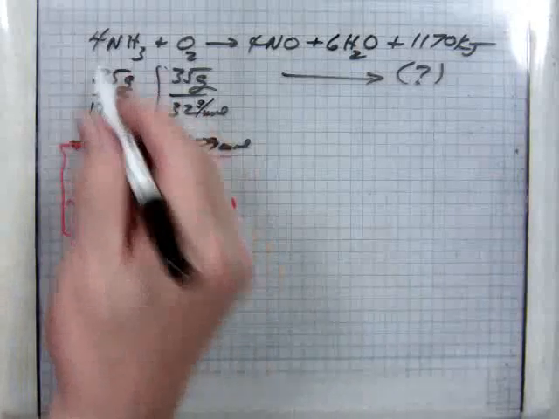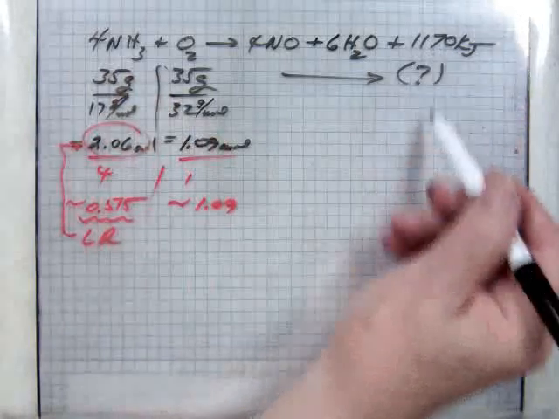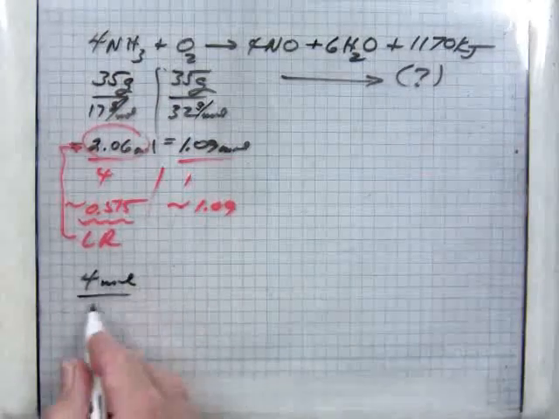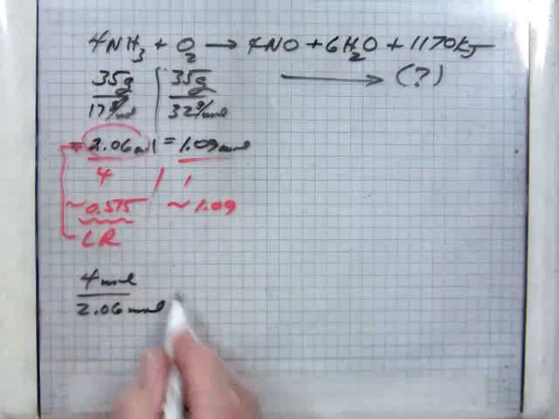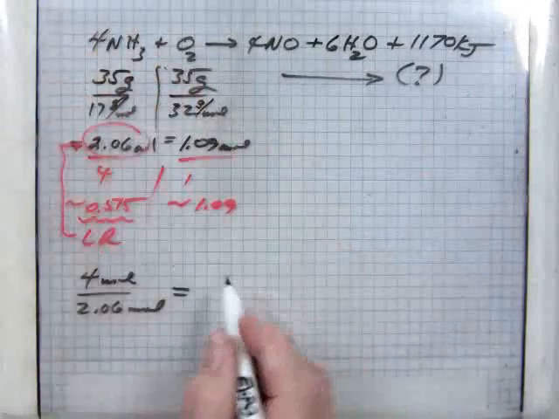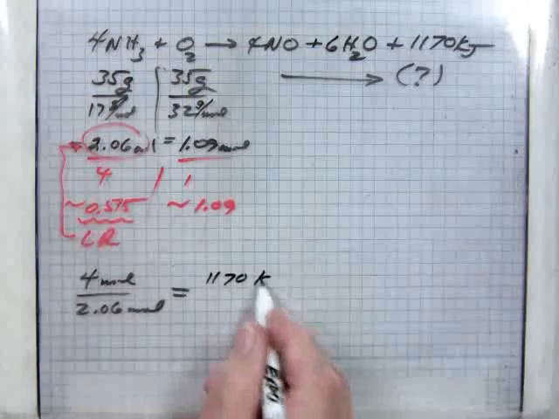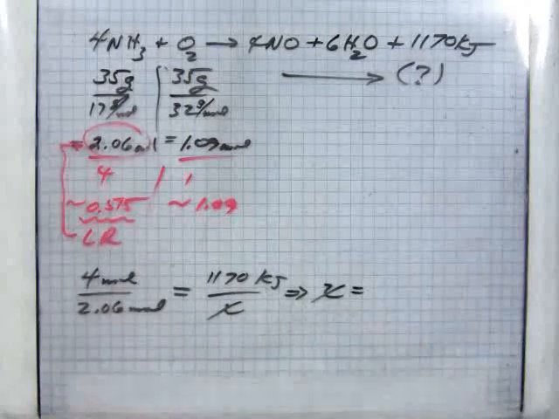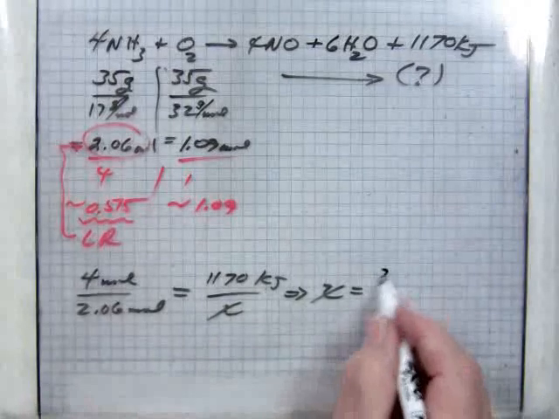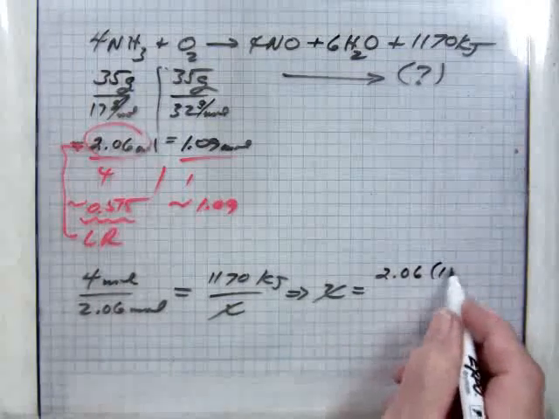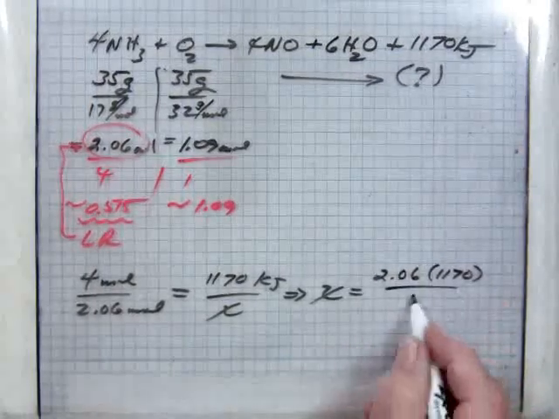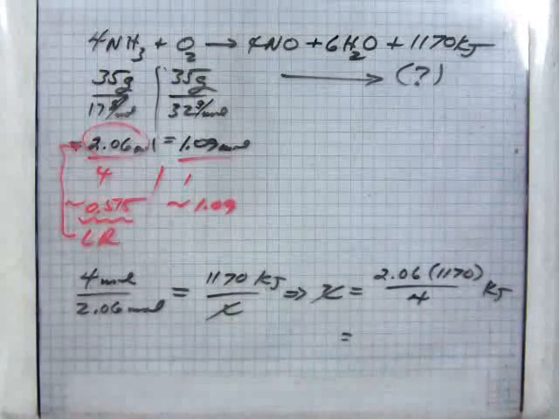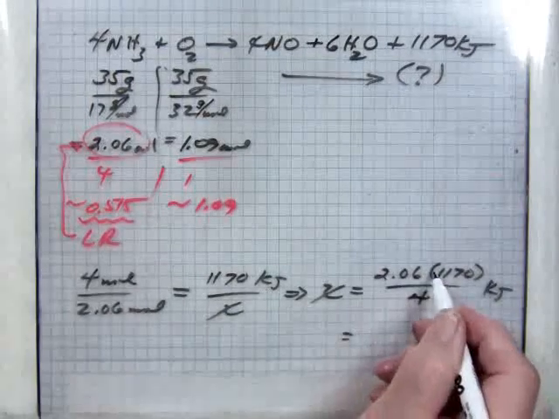So we have 4 to 2.06, 1170 to X. So that's 4 moles to 2.06 mole, and that's of course the ammonia, is 1170 kilojoules to X, and solving for X kilojoules, that's 2.06 times 1170 over 4, and everything's going to come out in kilojoules. And that's exothermic. I should put a negative in here.